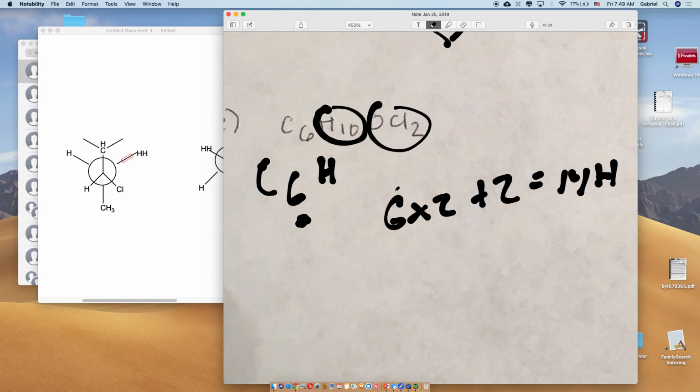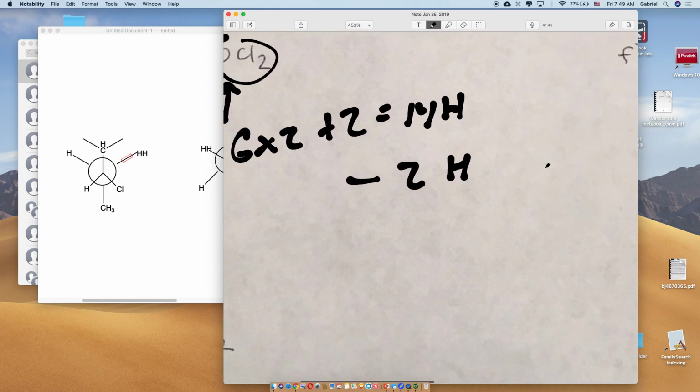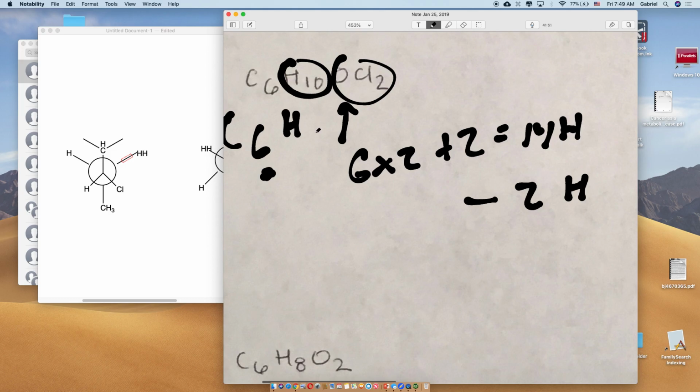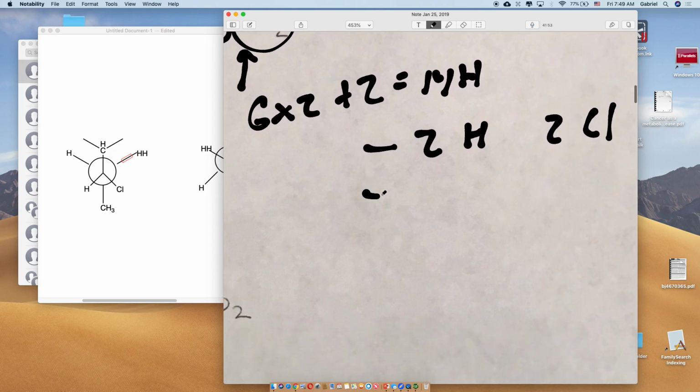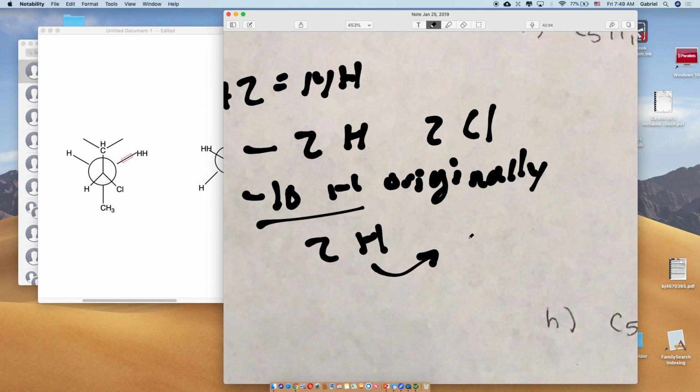So again, we look at these other atoms and see what contributed to that. So 14 hydrogens, the oxygen doesn't add or take away any, but the 2 chlorine groups take away 2 hydrogens, 1 for each chlorine. And don't forget, again, we have to subtract out the original number of hydrogen atoms. So 14 minus 2 minus 10 hydrogens originally. 14 minus 12 is 2 hydrogens. So that is equivalent to 1 double bond equivalent.